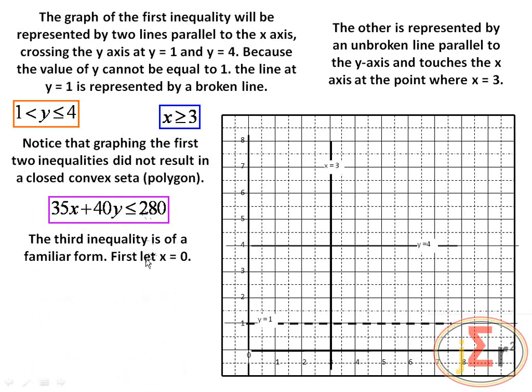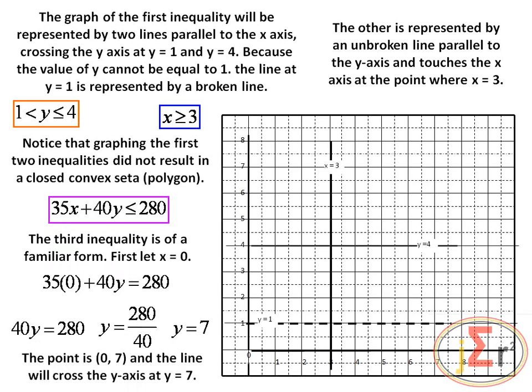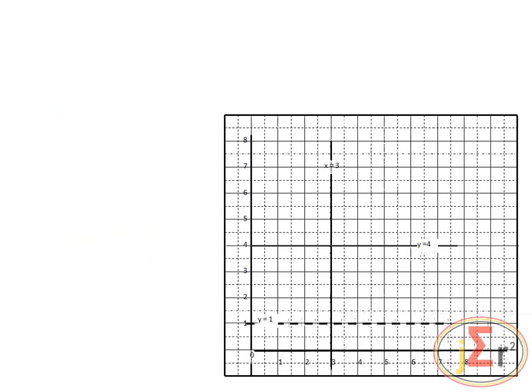And we usually equate one of them, in this case x is equal to 0. So when x is equal to 0, this part is gone and we have 40y is equal to 280. So y is equal to 280 divided by 40, and that will give y is equal to 7. And we are going to do the same with the other ordinate in a short while. So the point is 0, 7, and the line will cross the y-axis at y is equal to 7.